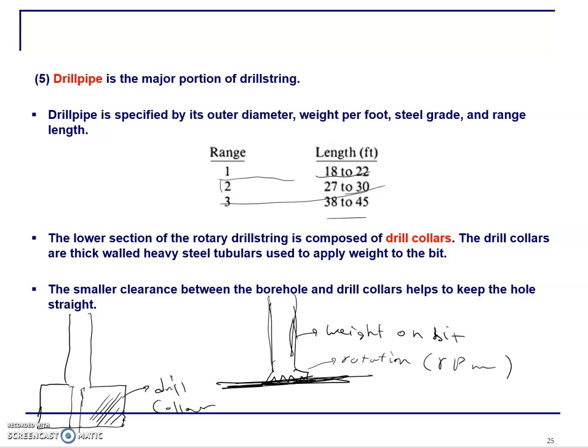This part is all steel, so it's heavy, right? The length is not as high as the drill pipe. The bottom section, 600 feet, 500 feet, is the drill collar. And the main duty of the drill collar is again to provide a heavy weight on the bit, to provide the weight on bit, this factor, right?